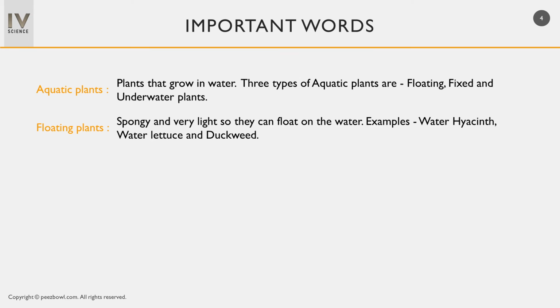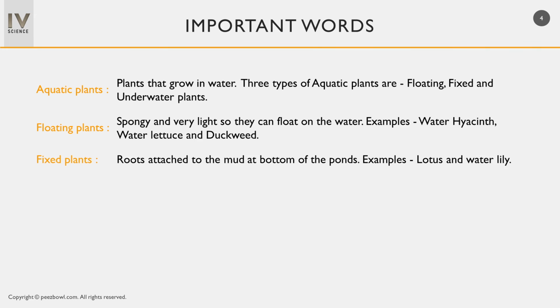Floating plants are spongy and very light, so they can float on the water. Water hyacinth, water lettuce, and duckweed are a few examples of floating plants. Fixed plants have their roots attached to the mud at the bottom of the pond. Lotus and water lily are a few examples of fixed plants.